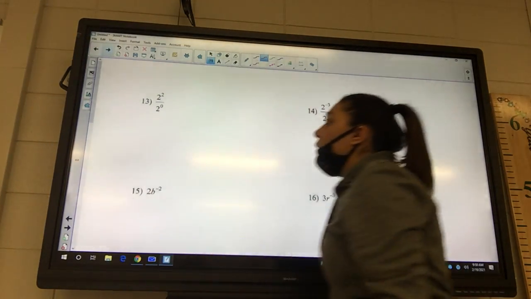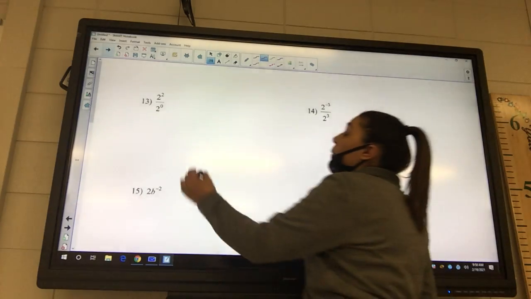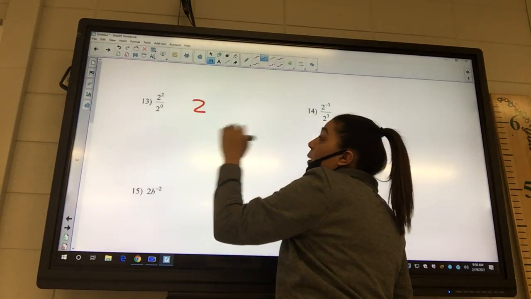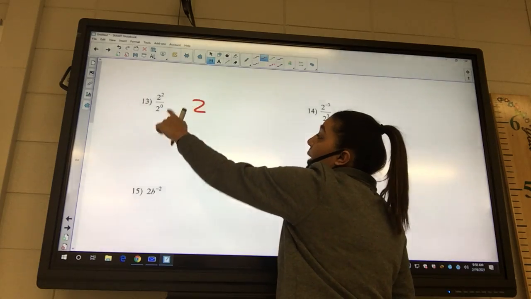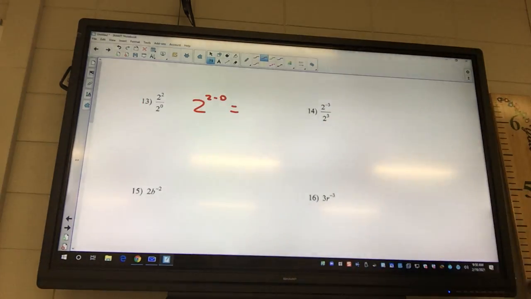Okay, look at 12. What type of rule is this? It's got the line. What does that mean? Look at what? Huh? You said which one? 12? 13. Oh. You said 12. It's division, and what do we do with the exponents? Subtract. We subtract the exponents. So we keep the base, we keep the big one, and we subtract the exponents. It's always top minus bottom, so it's going to be 2 minus 0. 2 to the second power.